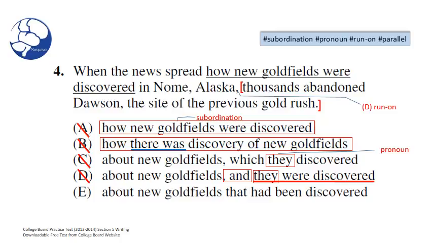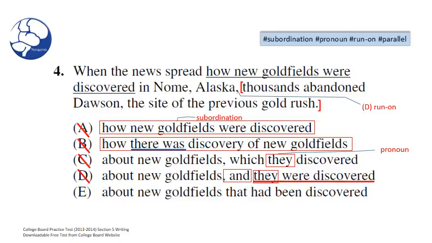So we have multiple errors in D. We have an ambiguous pronoun or pronoun antecedent error with "they." We have a run-on at the back part of the sentence with "they were discovered in" and "thousands abandoned Dawson." And as you pointed out, we have a parallel problem with a dependent clause, comma, and an independent clause. So D is definitely not our answer, which leaves us with E.